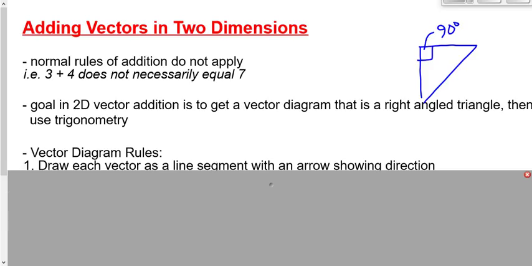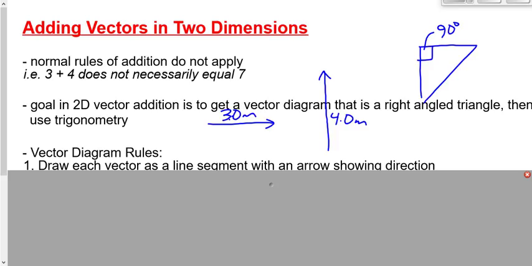Here's the rules of drawing your vector diagram. You need to draw each vector as a line segment with an arrow showing the direction. So for instance, if I'm trying to add 3 meters to the east, then I'm going to draw a vector that's a line segment with an arrow pointing to the east. 3 meters to the east. If I want to draw a vector that is 4 meters to the north, then I would draw a line segment that's slightly longer than the 3, because it's 4. Right? The length of it is roughly proportional to the magnitude. I draw it this way, 4.0 meters to the north.